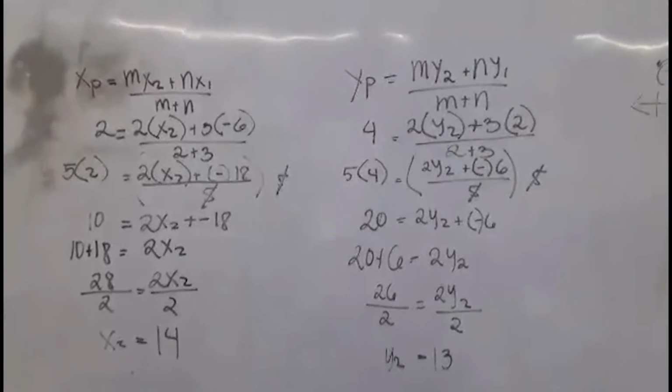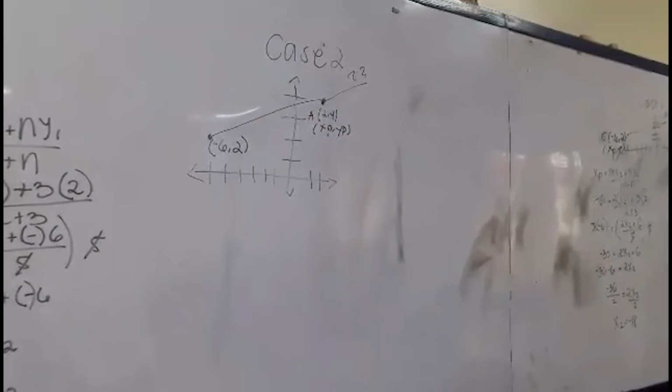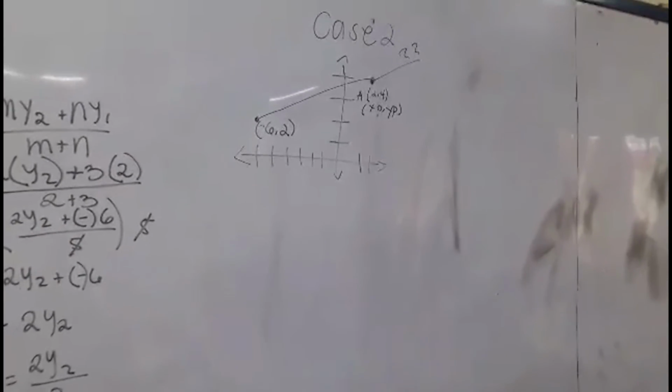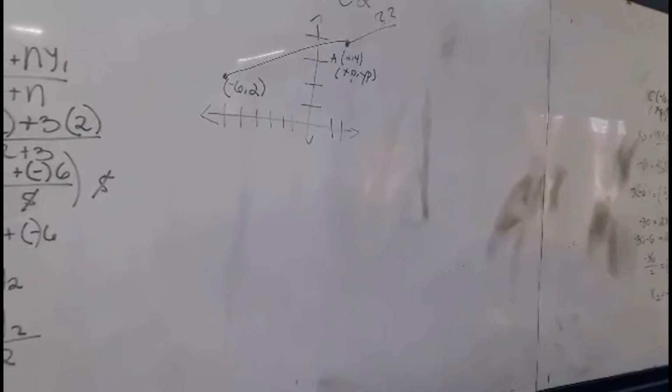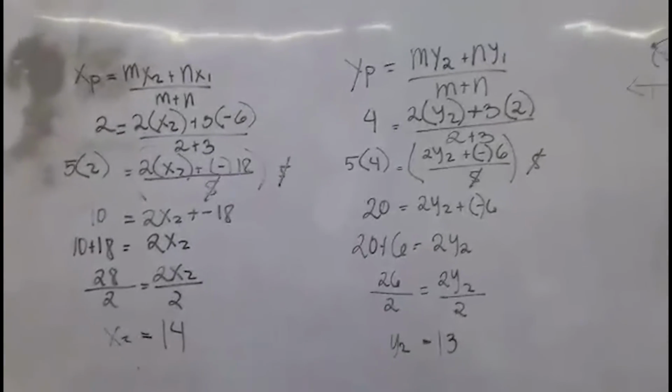Case 2, if you look on the Cartesian plane, negative 6 and 2 will be our x sub 1 and y sub 1. And A will be x sub b and y sub b. So our formula for the solution is right here.